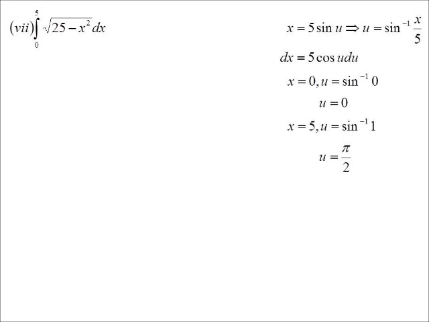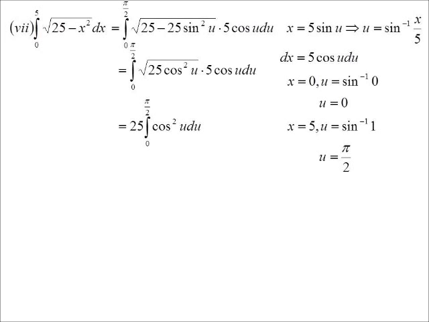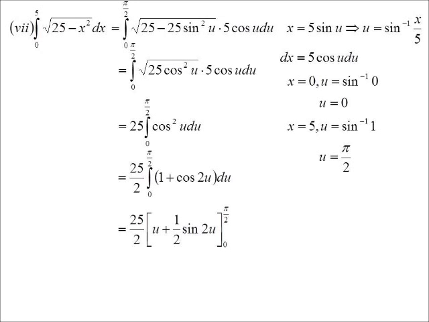The limits will have to change. When x is 0, u becomes 0. When x is 5, u is pi on 2. Let's sub in. I get 25 minus 25 sine squared u times 5 cos u du. Well, 5 5s are 25 eventually. Oh, there it is. Cos squared. We can integrate cos squared because cos squared we can rewrite as half of 1 plus cos 2u. We can integrate both of those.